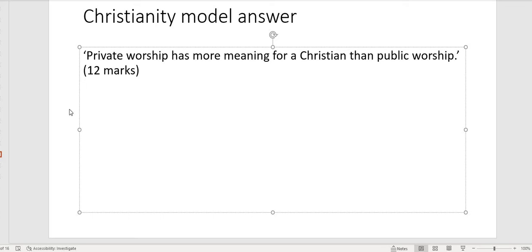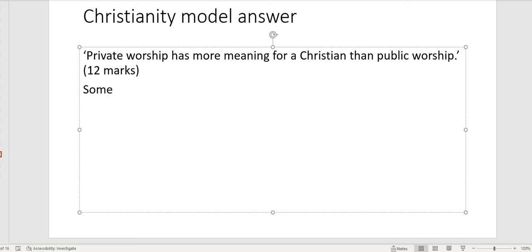All right, this question then. Private worship has more meaning for a Christian than public worship. Difficult question. Right, let's give this a go, shall we? I'm going to agree with this. Private worship has more meaning for a Christian than public worship. I needed to have planned this in advance, which I haven't done, but I'm going to give this a go to show you how important it is to tie it back to the question. How do I start?